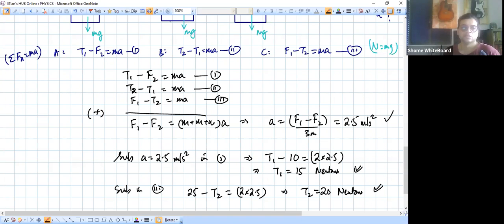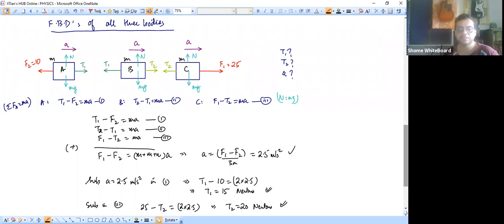Okay. So this is the complete solution of the question by using the fundamental free body diagram method. Now we can actually shorten the solution a little bit using some tricks, and I will discuss that next. But fundamentally, the way to solve by the basic concepts, which all of you should know, is this.